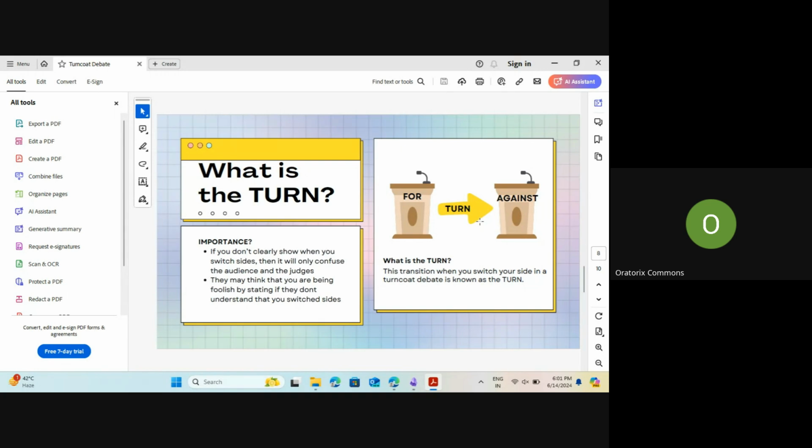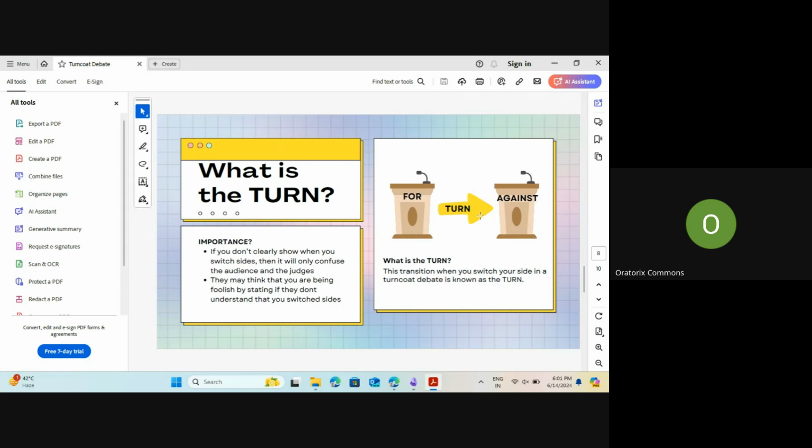Now, why is it very important to make this turn very clear? Because unless you make it clear, the judges or the audience can get confused: just now this person was speaking for the motion, so how is he speaking against it now? So perhaps he is going wrong. Although after some time they will realize that he has made a turn and started speaking against, the confusion will already have been created by then. So that is why you should make it very clear, explicitly, that you are making a turn.